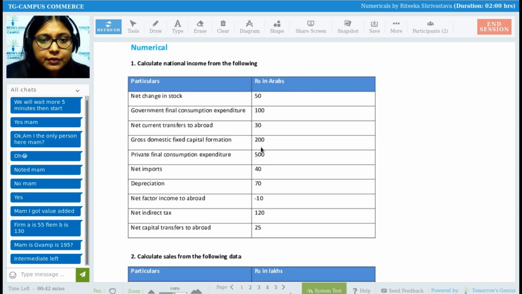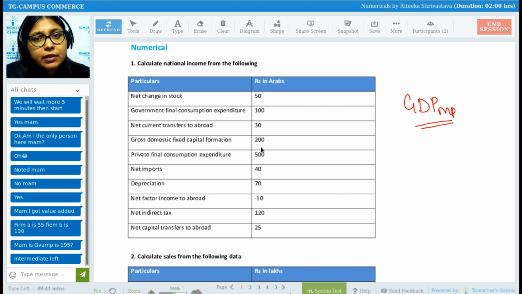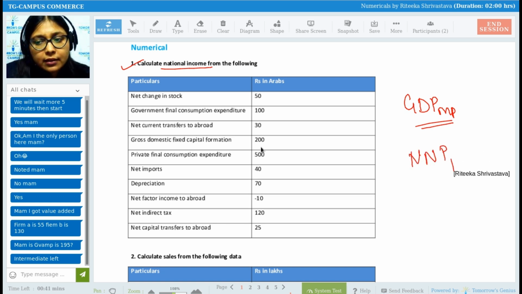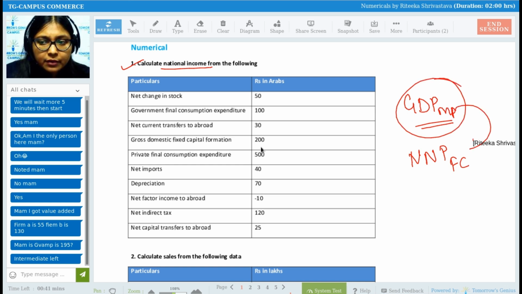Expenditure method, the last method we have seen: PFCE plus GFCE plus GDCF plus net exports. The aggregate for the expenditure method is again GDP at MP. So first of all you will find GDP at MP, and then the aggregate asked in the question. For example, in this question they have asked you the national income. The aggregate of national income is NNP at FC. So first calculate GDP at MP, and from there calculate NNP. Start doing.